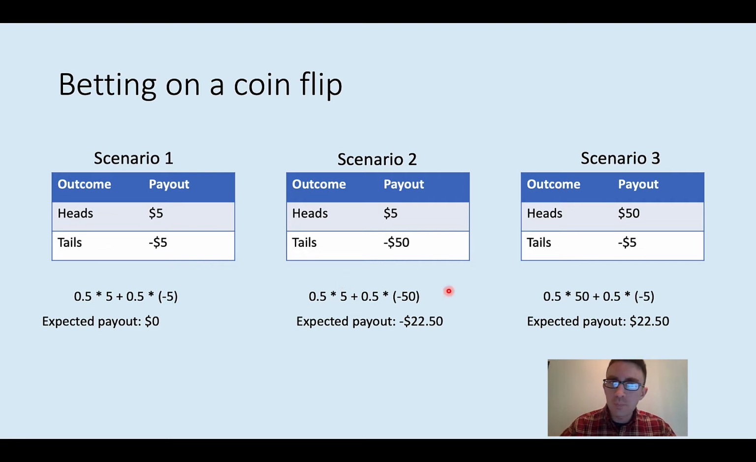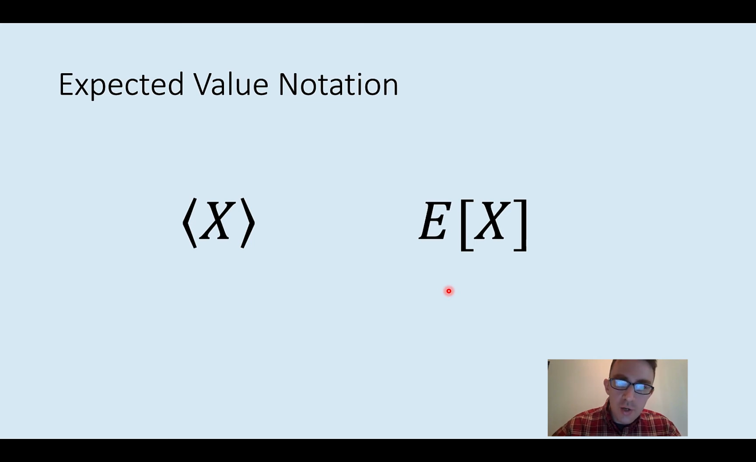Just some notes on notation here. This is the expected value notation for a random variable x. You might see it with these angle brackets, which is how I usually write them, or you might see it as E with brackets and then the name of the random variable. These both mean the same thing: the expected value of this random variable x. I usually use this kind of notation because I think it's simpler and easier to read, but you might see the E brackets with your random variable.